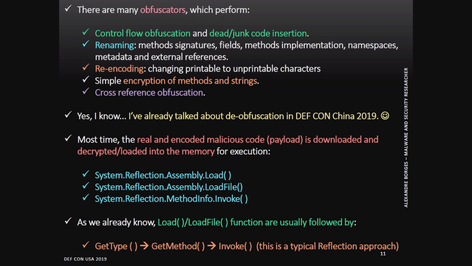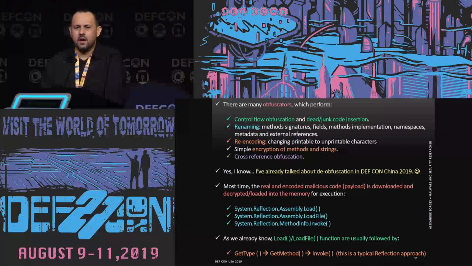When I'm analyzing a .NET malware, usually I see the same functions load the payload. In this case, I try to show it in green here. Assembly.Load, Assembly.LoadFile, and MethodInfo.Invoke are almost the same things.